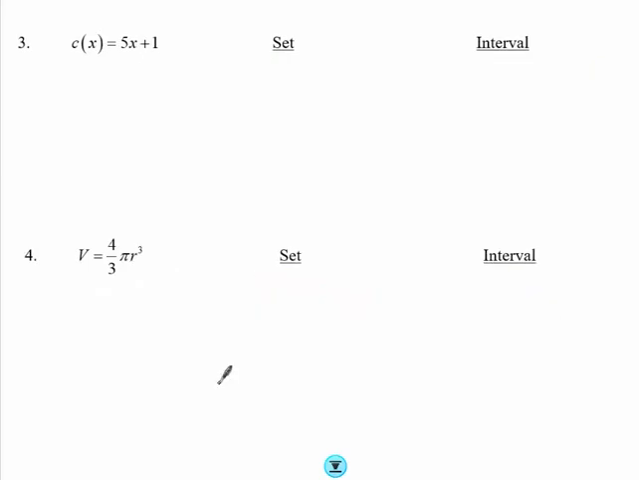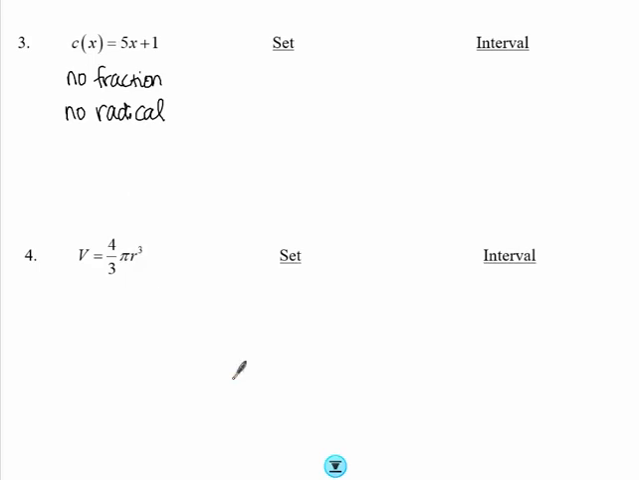The next problem is c of x equals 5x plus 1. In this problem, we do not have a fraction, so we don't have a denominator to look at, and we do not have a radical. So we do not need to look at what makes the radicand negative. So this means that our domain will be all real numbers.